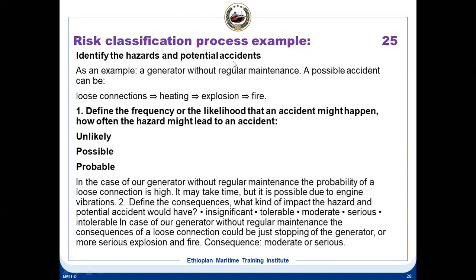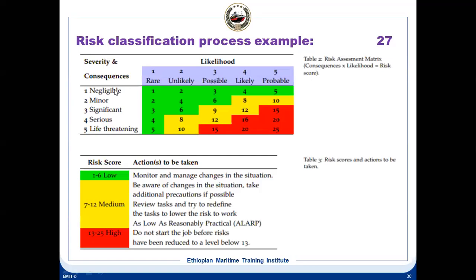Number 2, define the consequence. What is the impact of the hazard and what potential accident would it have? Insignificant, tolerable, moderate, serious. So is it very serious or not, is it moderate or not? If you look at this format, this is the format of a risk assessment. Here you have to write the likelihood chances, and the severity and consequence. Multiplying consequence and likelihood gives your risk score.